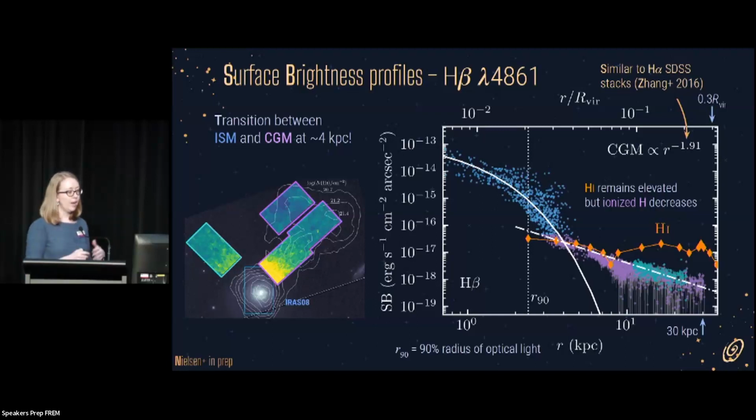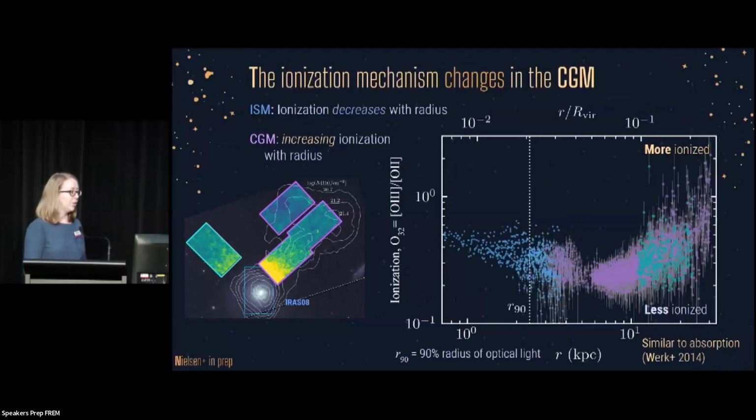All right, so we have an idea of where the gas is located, but what are the physical conditions of this gas? So we can look at the ionization of this gas using the O3-2 ratio. So here we have the O3-2 ratio on the y-axis as a function of distance from the galaxy. And what we notice in the ISM, so the blue points, is that as you move outwards from the galaxy, the ionization decreases with radius, and that's because we're being photoionized by fewer and fewer H2 regions as we move outwards from the galaxy. But then beyond a radius of about 4 or 5 kiloparsecs, that trend reverses and the ionization goes back up as you're in the CGM.